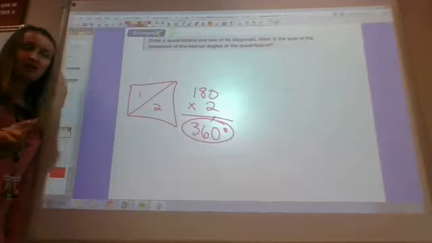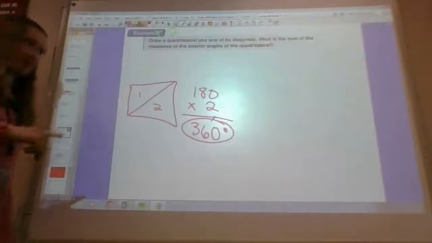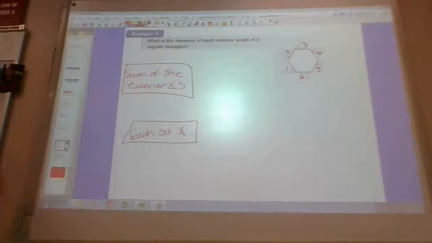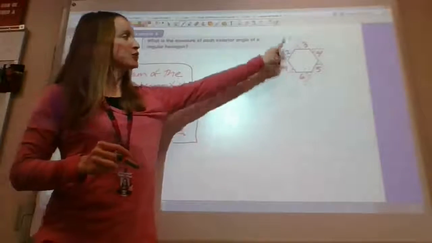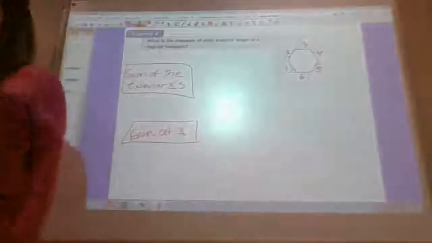Next thing you want to know, what is a regular polygon? All the sides and angles are the same. And then the third thing you want to learn is the sum of the exterior angles. And as crazy as this diagram looks, if you could draw this in your notebook, that would be great.